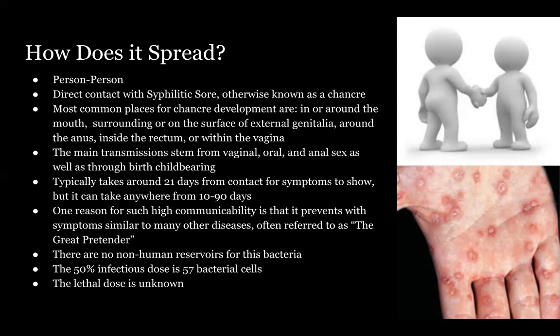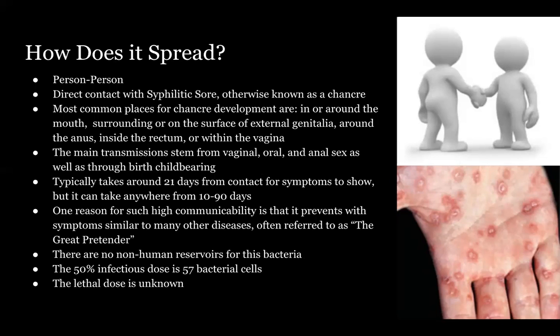How does it spread? Syphilis is transmitted from person to person by direct contact with a syphilitic sore, which can also be known as a canker or an ulcer. Cankers can occur on or around the external genitals, in the vagina, around the anus, or in the rectum, or also in or around the mouth. Transmission of syphilis can occur during vaginal, anal, or oral sex. In addition, pregnant women with syphilis can transmit the infection to their unborn child.